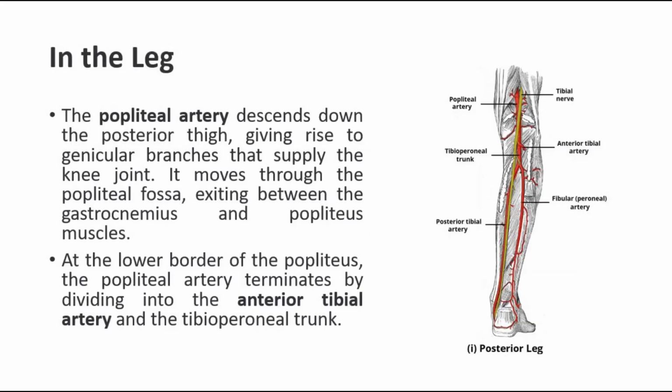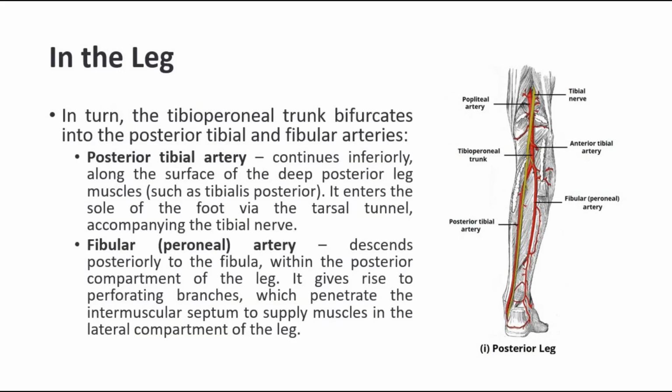Next, in the leg, the popliteal artery descends down the posterior thigh, giving rise to genicular branches that supply the knee joint. It moves through the popliteal fossa, exiting between the gastrocnemius and popliteus muscles. At the lower border of the popliteus, the popliteal artery terminates by dividing into the anterior tibial artery and the tibio-fibular trunk. In turn, the tibio-fibular trunk bifurcates into the posterior tibial and fibular arteries.